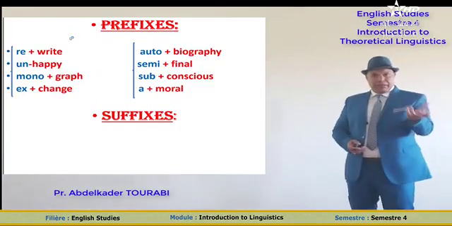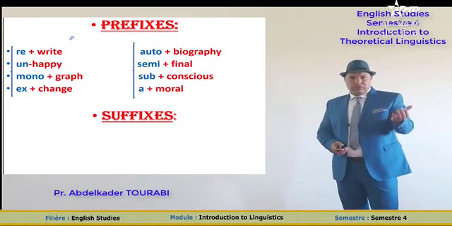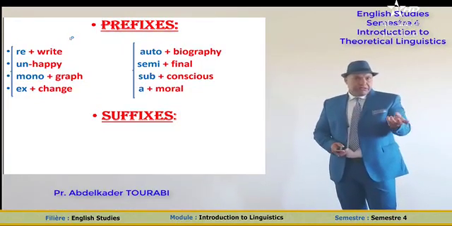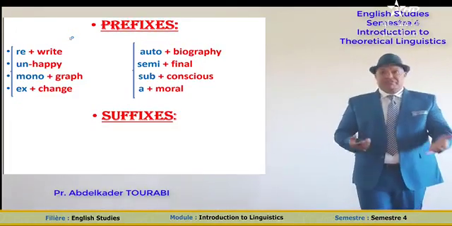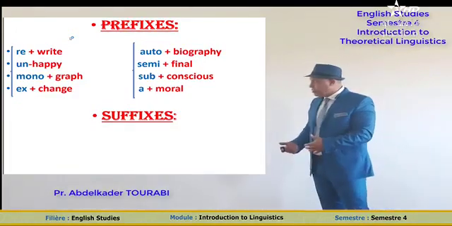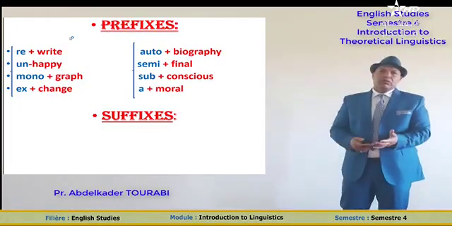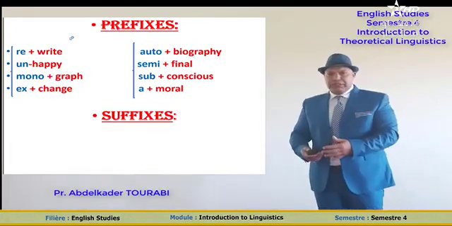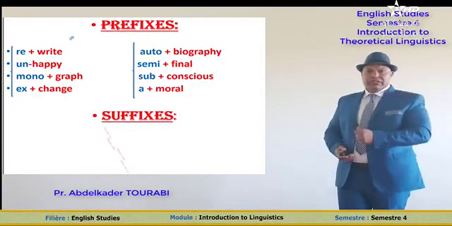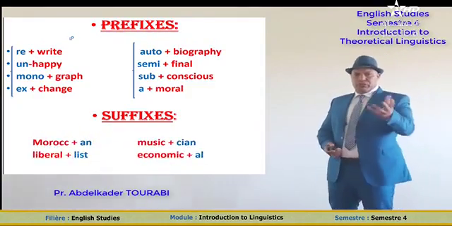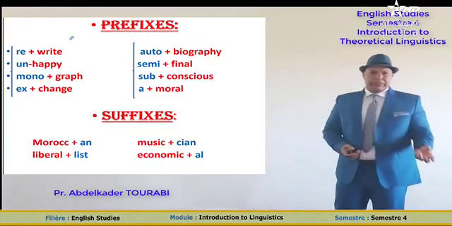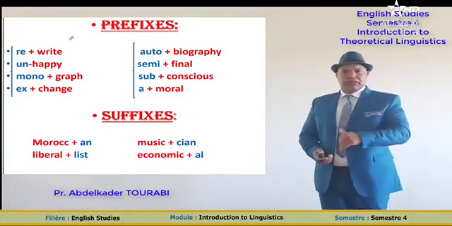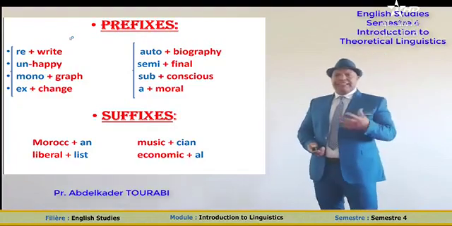We have happy, unhappy, graph, monograph, exchange, autobiography, semi-final, subconscious, and more. All these don't change the grammatical category of the word. In the suffixes, we have Morocco, a noun, and Moroccan, which gives us another noun; liberal, liberalist; music, musician; and economic, economics.